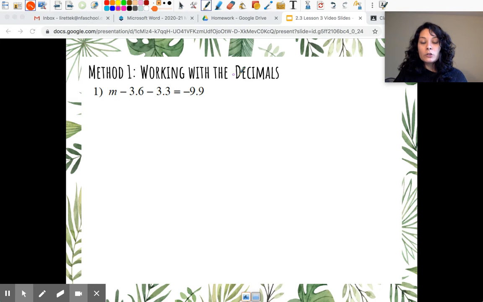So method one, I'm going to show you how to work with the decimals throughout. I have two like terms that I first need to combine. They're both negative, so I'm going to add them. Now remember, when we add or subtract decimals, we line up the decimal points and then add or subtract down the columns. The decimal comes straight down in our answer. 6 plus 3 gives me 9. 3 plus 3 gives me 6. So this is a 6.9, and it should be a negative because both of these signs were the same. They were both negatives. Don't forget that the m comes out at front.